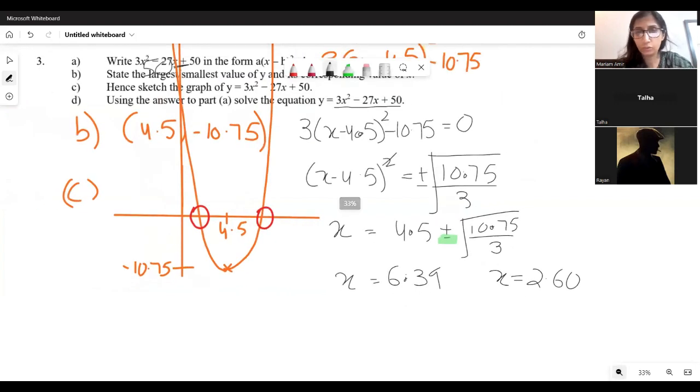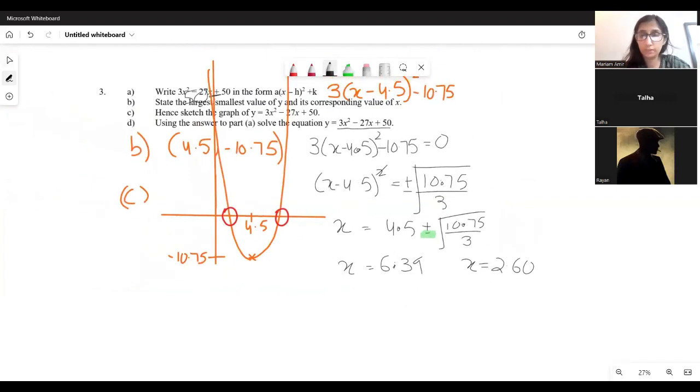Okay. Let's do one more question because they're all pretty much the same. Now let's do an upside down question, in which there is an inverted U.